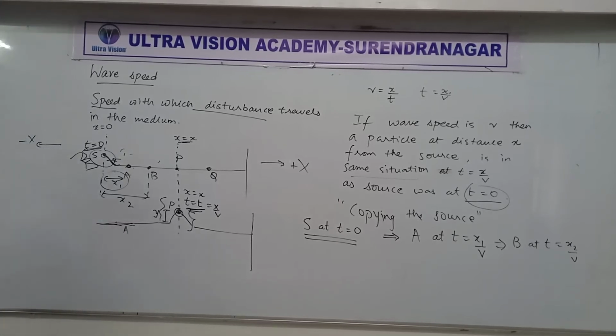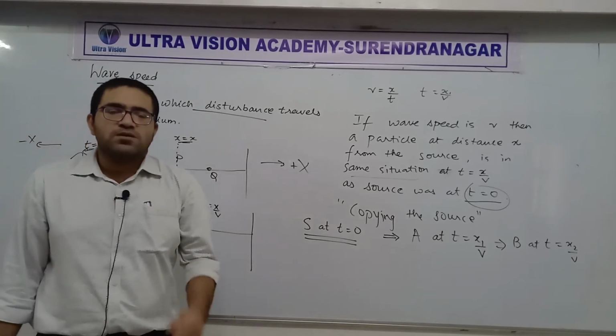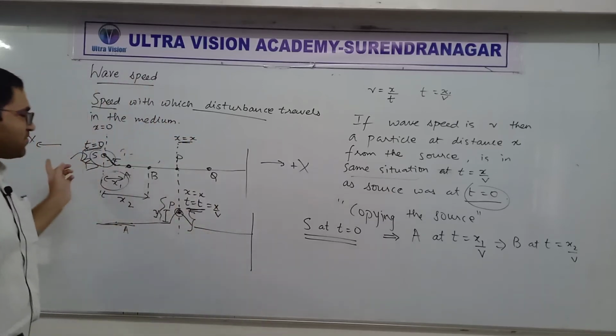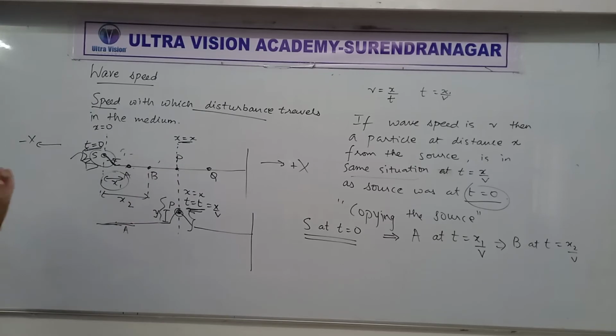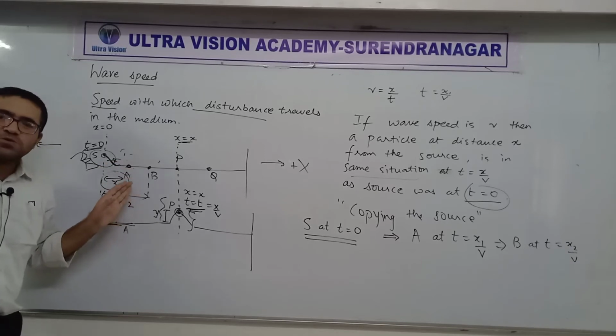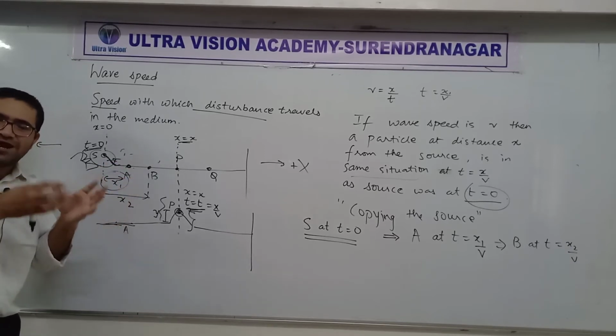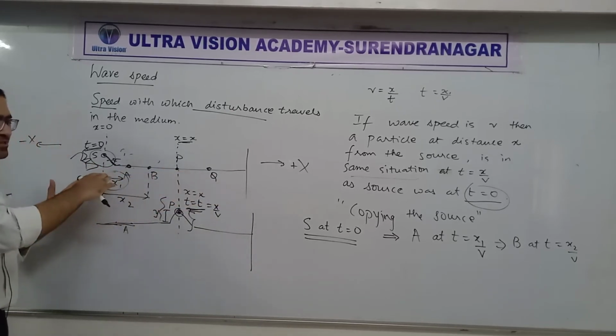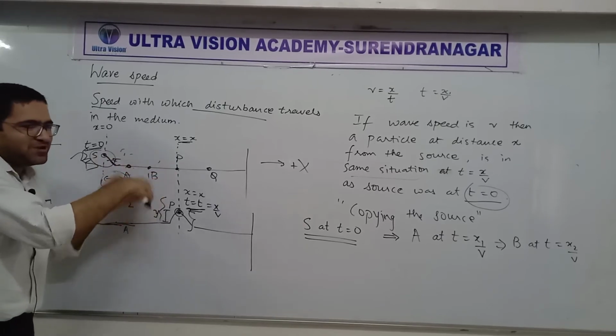Okay. Now, simple question. Who gets to copy the source first? Out of all these points that we have marked, who gets to copy the source first? Very good. A, well done. So first of all, the wave is going to reach A. So A will start its motion and it will start copying the source first, right? Before all these points. Then there will be B, then it will be P, then it will be Q.